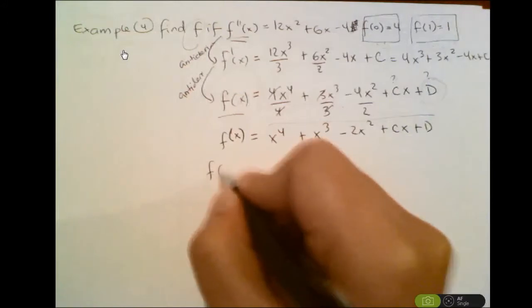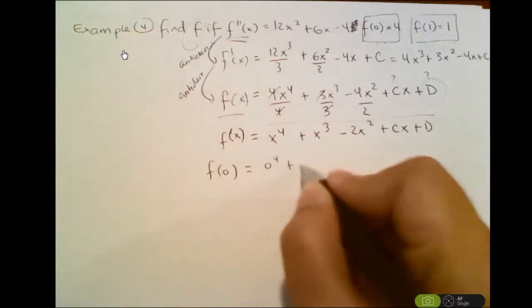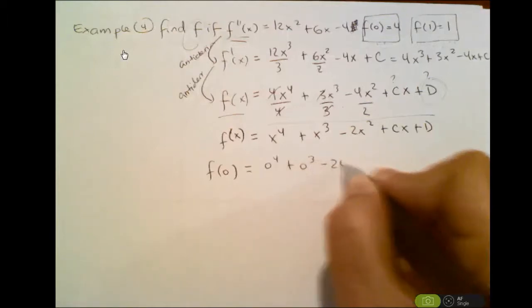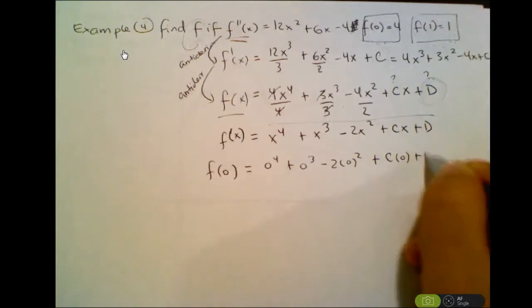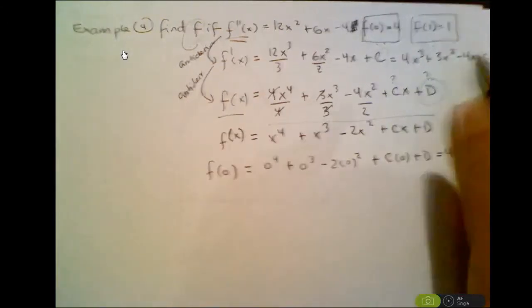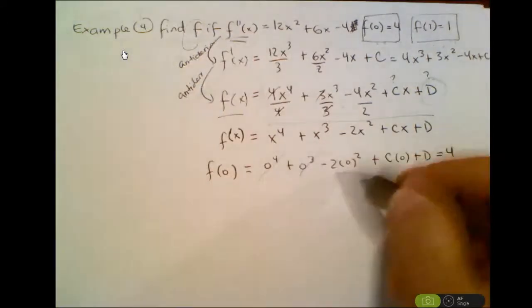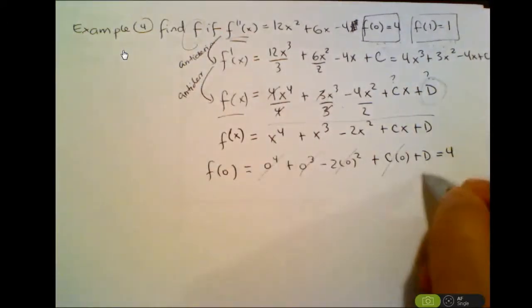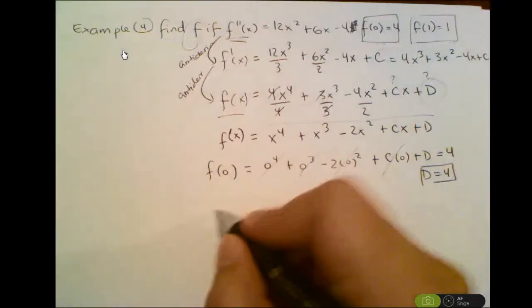So I know that f of 0 will be 0 to the fourth plus 0 to the third minus 2 times 0 squared plus c times 0 plus d, and that is 4 because this is given information. So I know this is 0, this is 0, this is 0, this is 0, so d is 4. So I found one of the constants. Now, with the other piece of information, let's find the other constant.